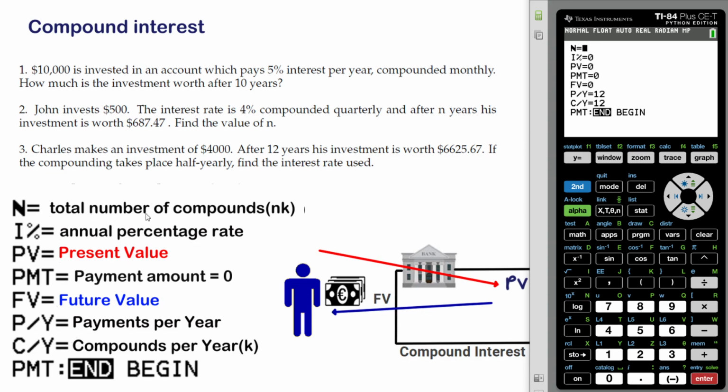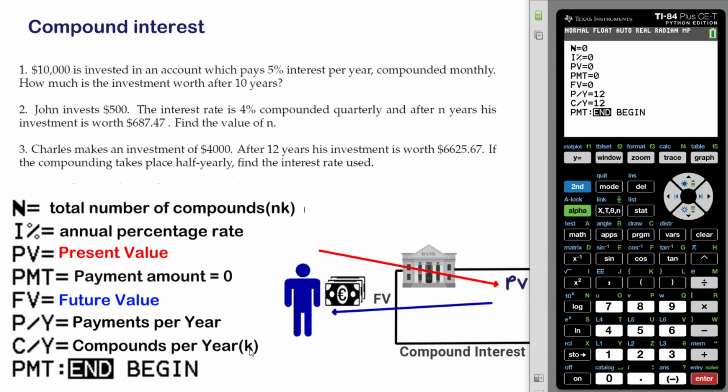N is the total number of compounds. I is the annual percentage rate. PV is the present value. PMT is the payment amount. It's 0 for compound interest, but for other things, this is not going to be 0, obviously. FV is the future value. P/Y is the payments per year. And C/Y is compounds per year.